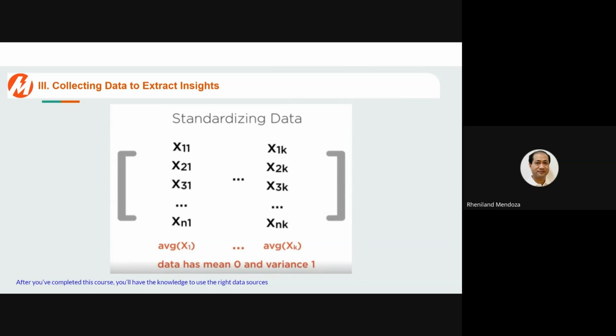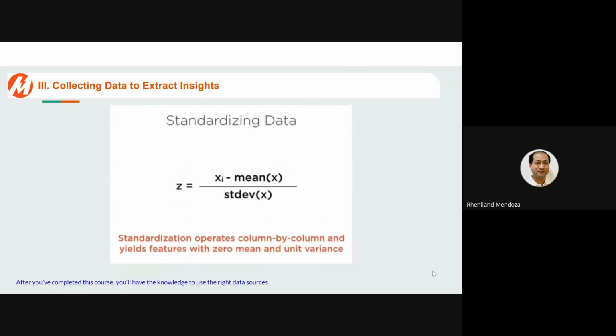As you can see, standardization involves expressing all of your data in the form of z-scores, or in terms of how many standard deviations they are away from the mean. Standardization is a column-wise or feature-wise operation. It operates column by column and yields features with zero mean and unit variance.